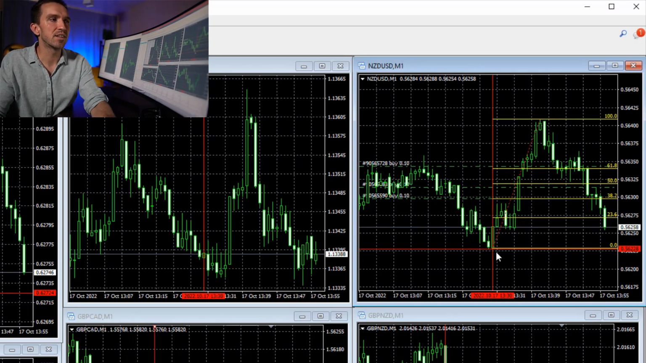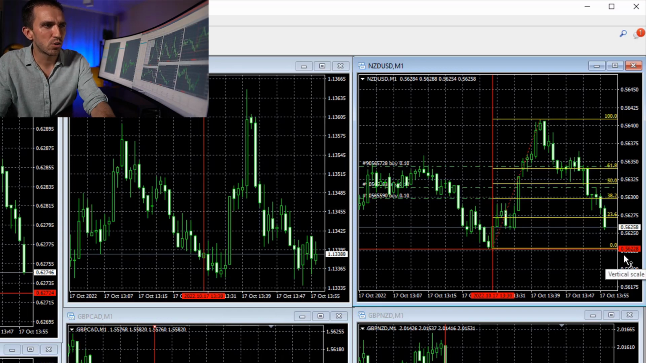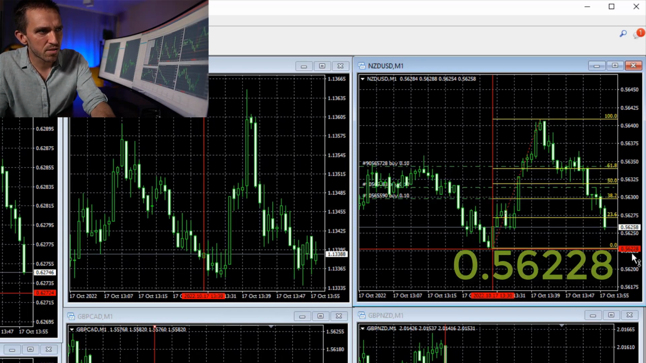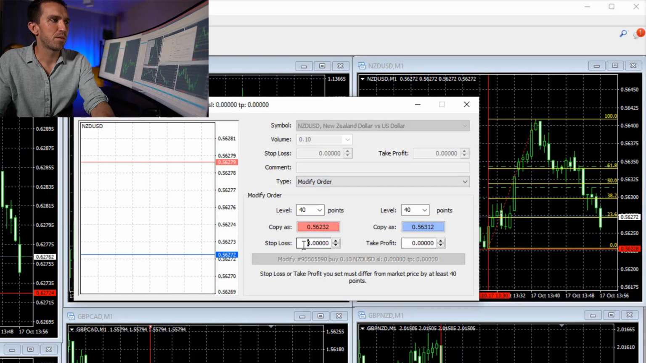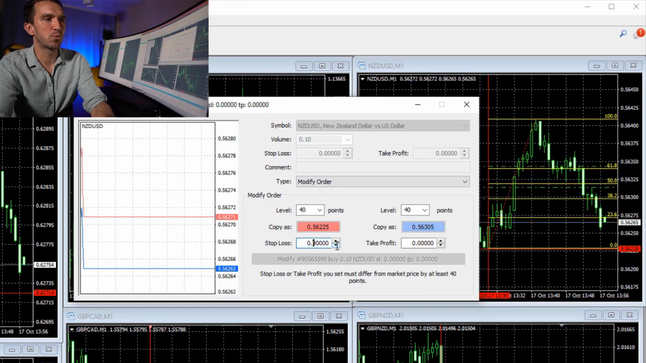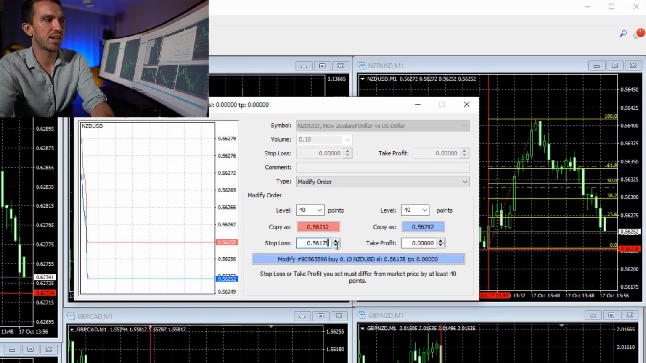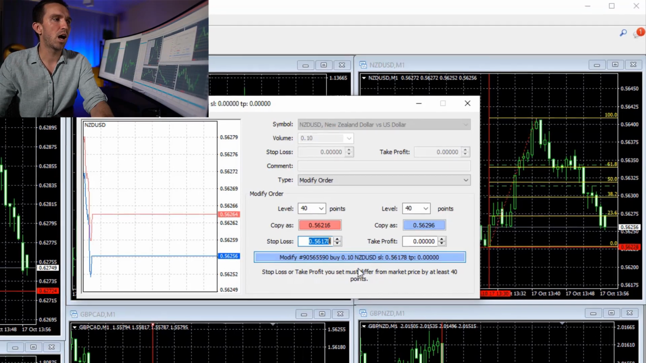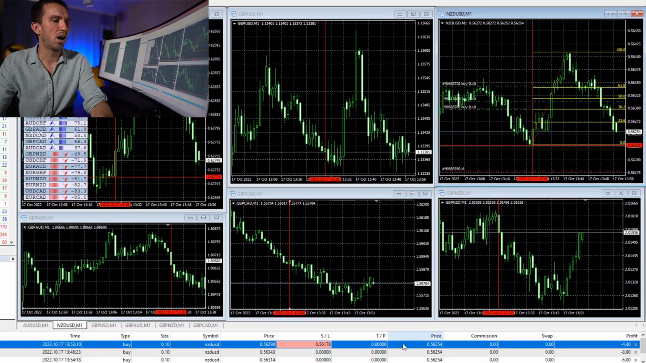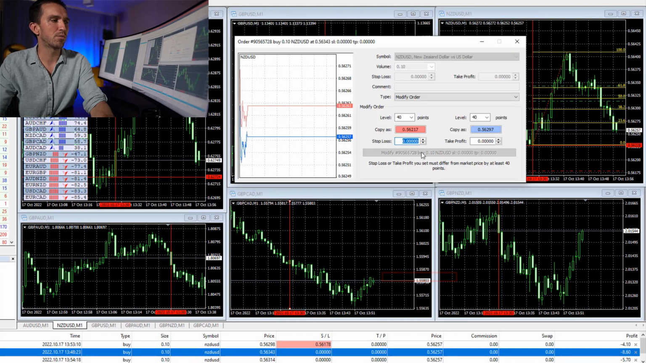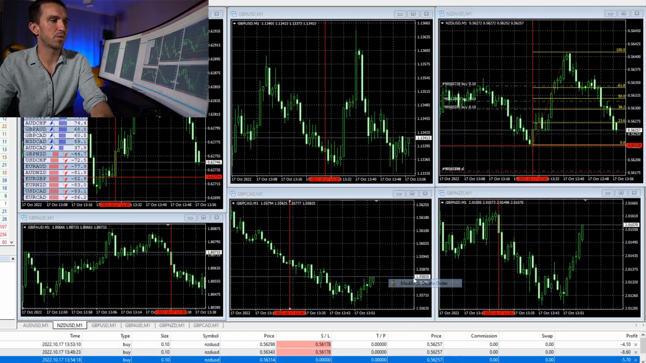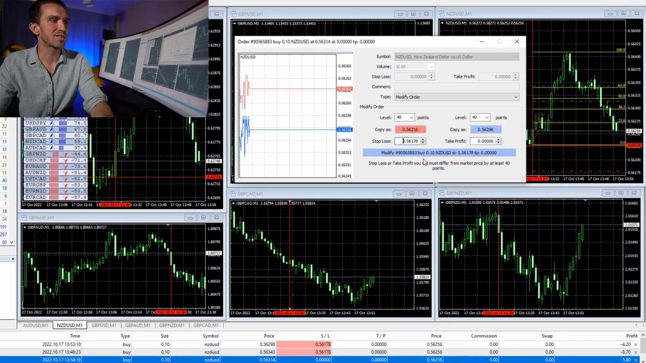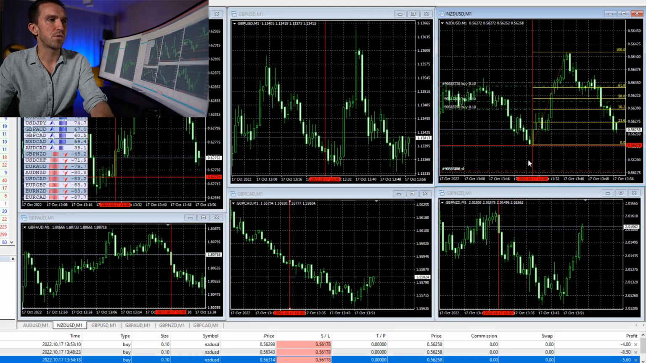You can see that the lowest point right where the market opened is at 0.56228, so I'll put the stop loss 5 pips lower, which would be at 0.56178, and I will copy paste the same thing on the others. Okay, I will modify or delete, I'll put it quickly, and I will do the very same thing for the other one.